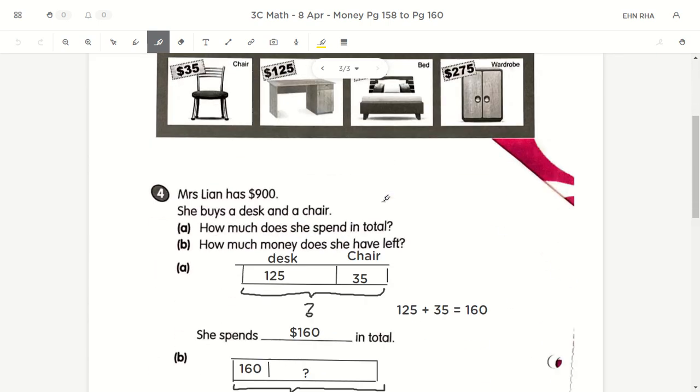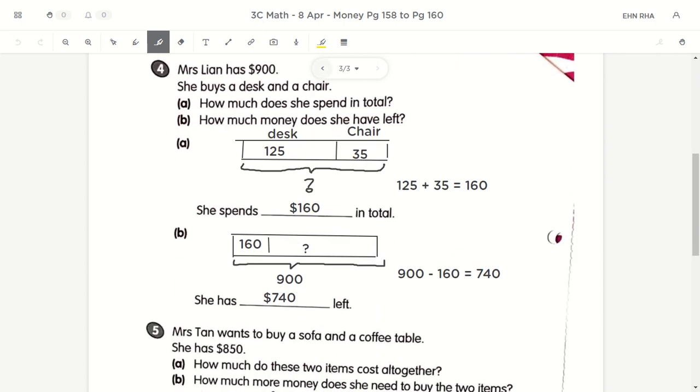Okay, similarly, this is quite similar to question 3. Once again, I have a certain amount of money with me. I buy a desk, I buy a chair. How much do I spend? How much money do I have left? So it's exactly the same as question 3, except the things you buy are different. I bought a desk, it cost me $125. I bought a chair, it cost me $35. How much in total? Add the two up, I get 160 and put in a dollar sign.